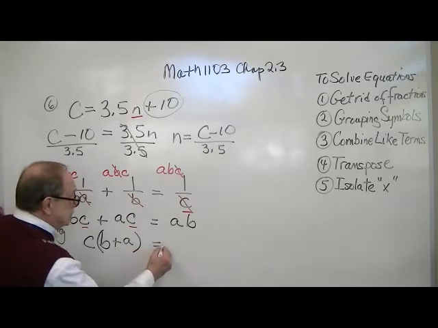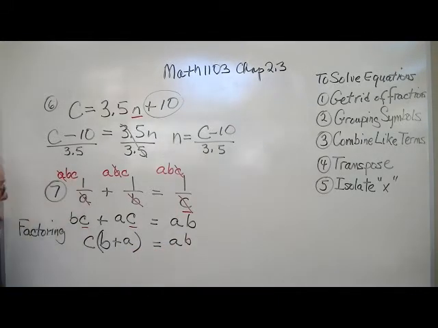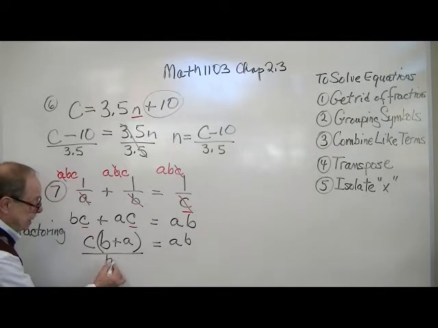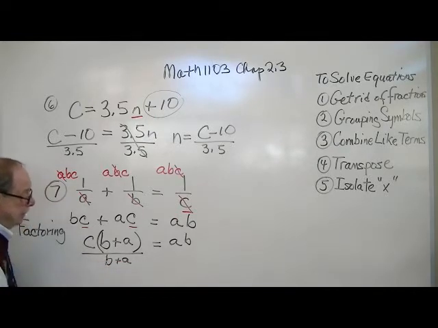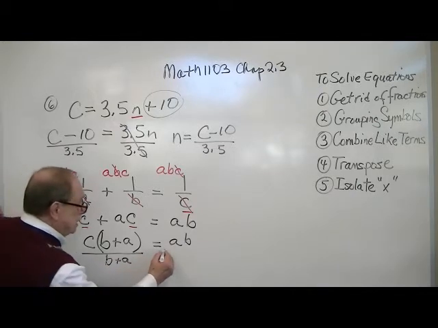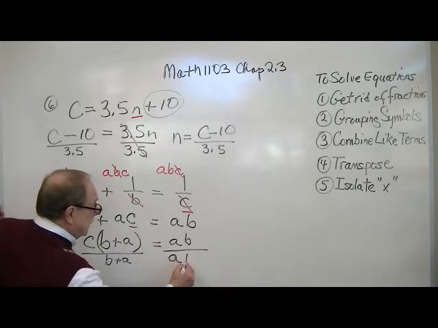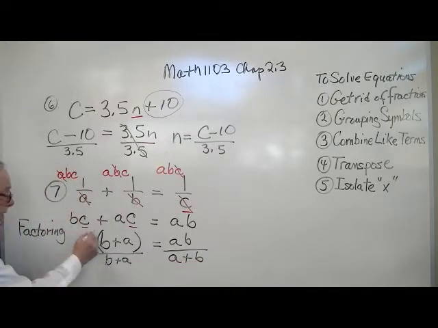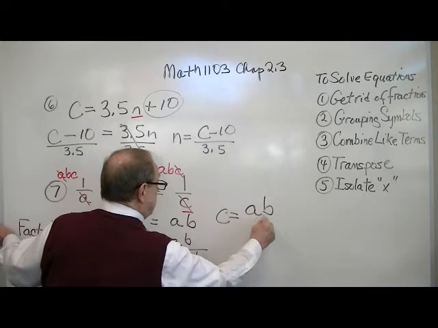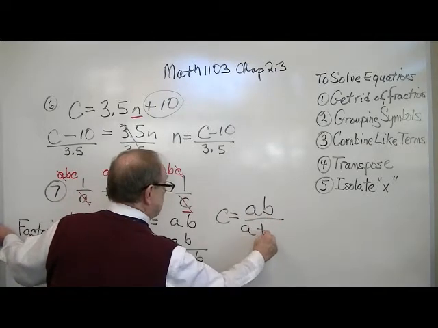And then this now equals AB. Now that we have the C by itself, we're going to divide by this, which is B plus A. And keep in mind, you could reverse these, the commutative principle, and have it A plus B. So we can do it that way. And that cancels out, and that's our answer. So C equals AB over A plus B.